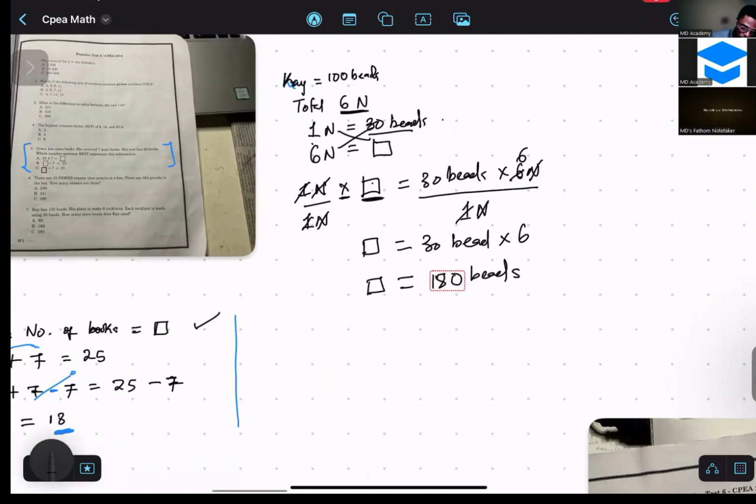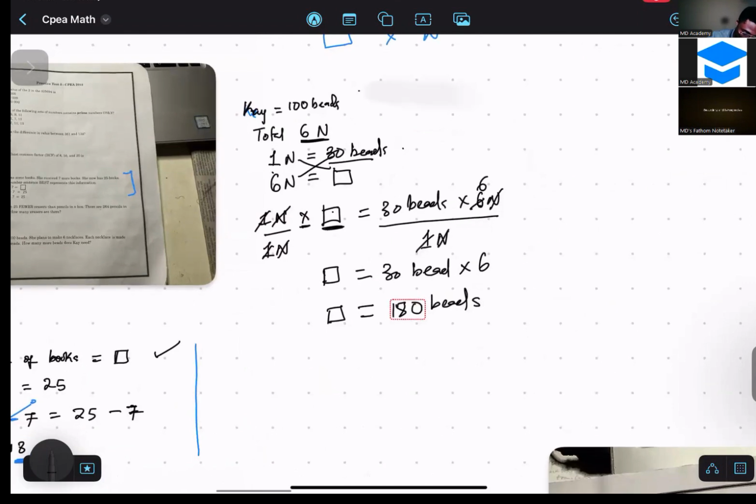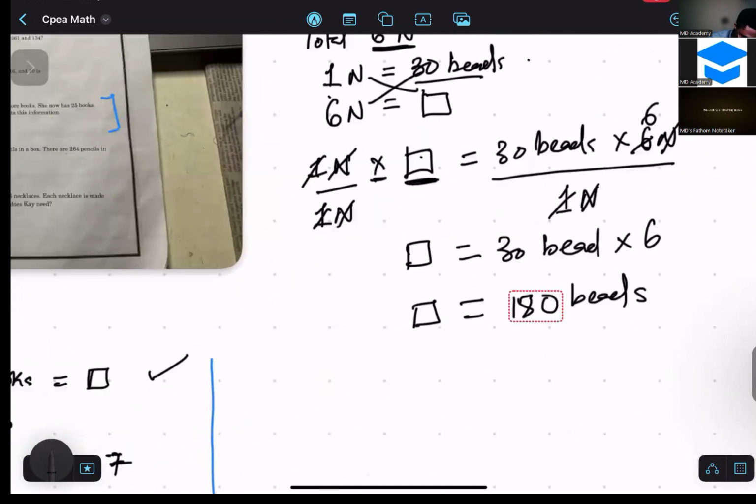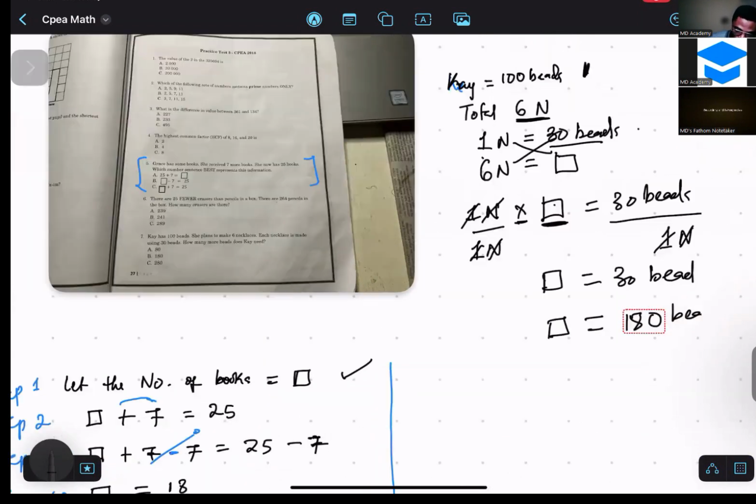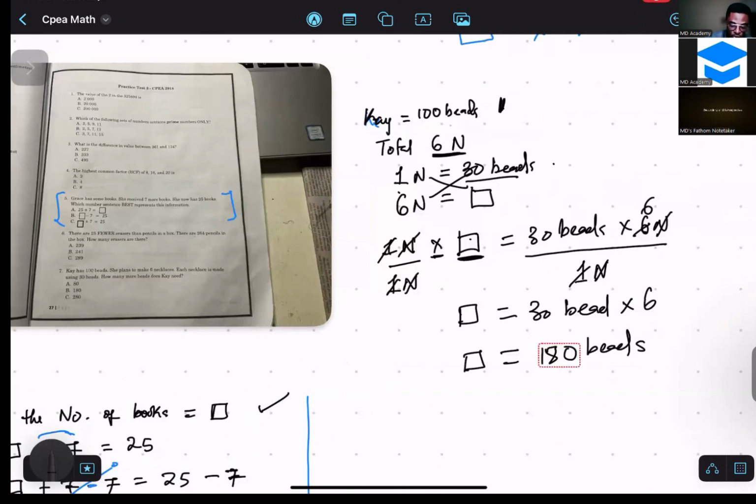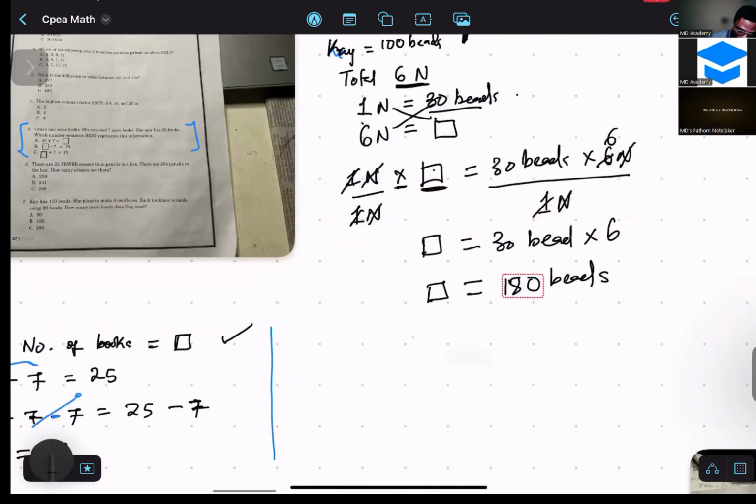But look, she already has 100 beads. So this is the reason why you have to read the question, because if you notice the answer 180 is there, but it is not the right answer, because you ask how many more beads will she need, because they want you to remember that she already has 100. So what she needs now would be equal to 180 minus the 100. Why? She already has 100, so she only needs what? 80 more. And that solves the problem, 80 more beads.